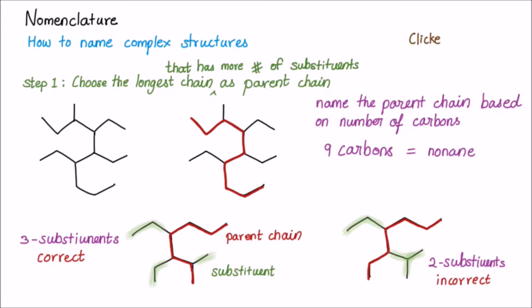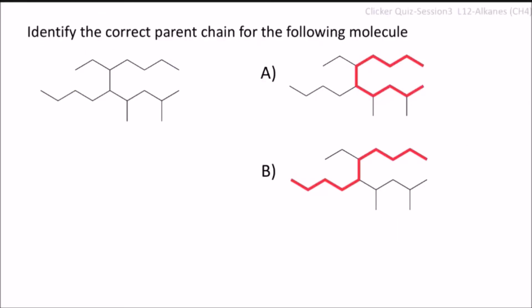Okay. Let's do a small quiz on this. If you have clicker remotes, if you are ready, let's start the quiz. Identify the correct parent chain for the following compound. Okay, your time starts now. Remember step number 1, it says the longest chain in a molecule is the parent chain. We close this polling in 5, 4, 3, 2, 1.